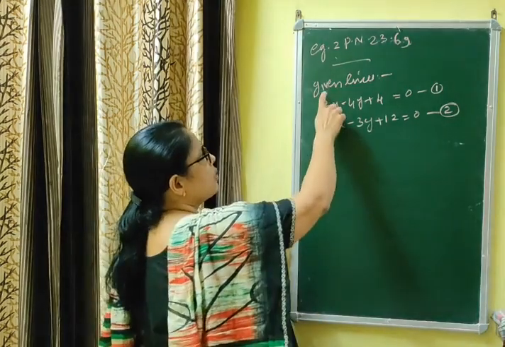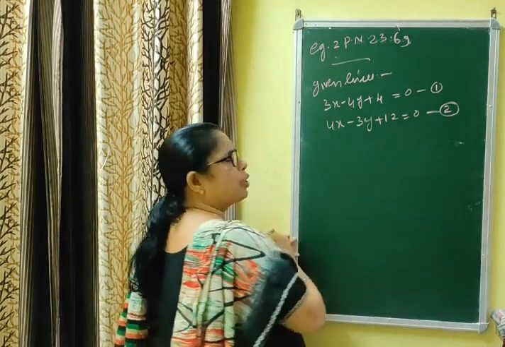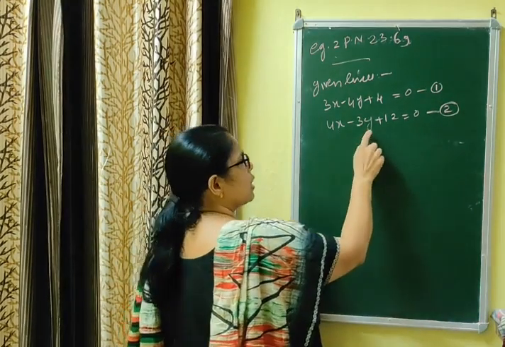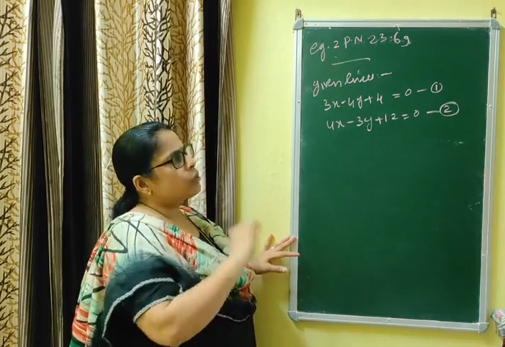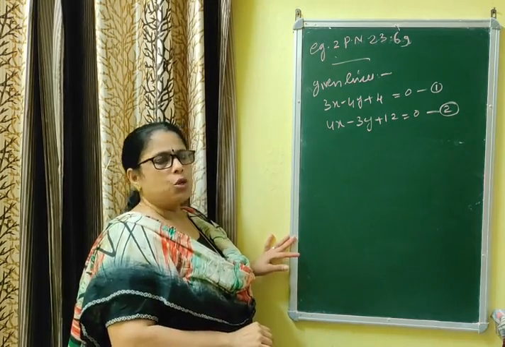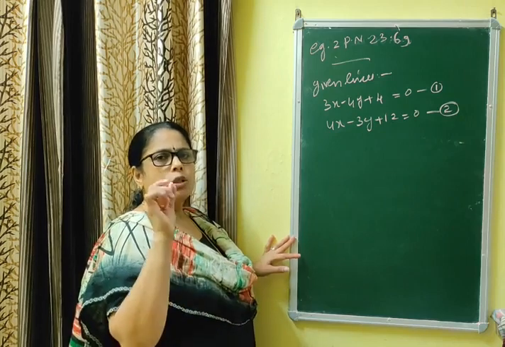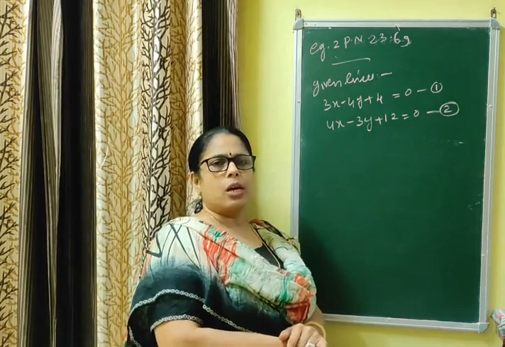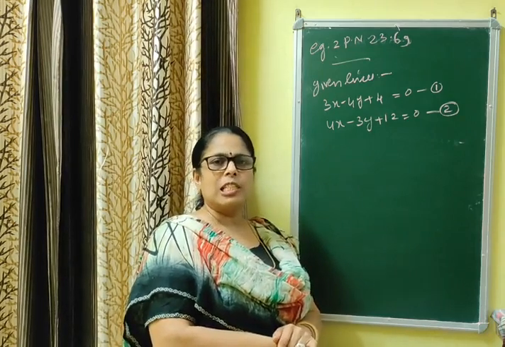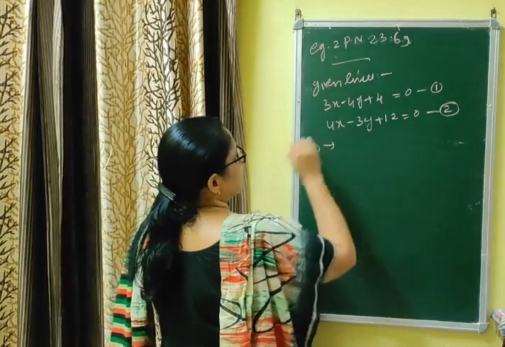That is, you are given two lines, 3x minus 4y plus 4 equal to 0, let it be equation number 1, 4x minus 3y plus 12 equal to 0, equation number 2. You are asked to convert both the equations in normal form, hence you have to find which line is nearer to origin. That means the value of p in the equation x cos omega plus y sin omega equal to p, the value of p which is least will be nearer to origin. First of all, let us convert this in normal form.